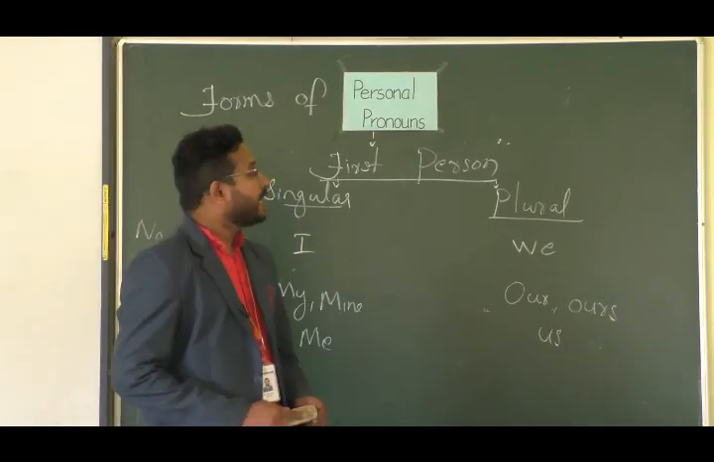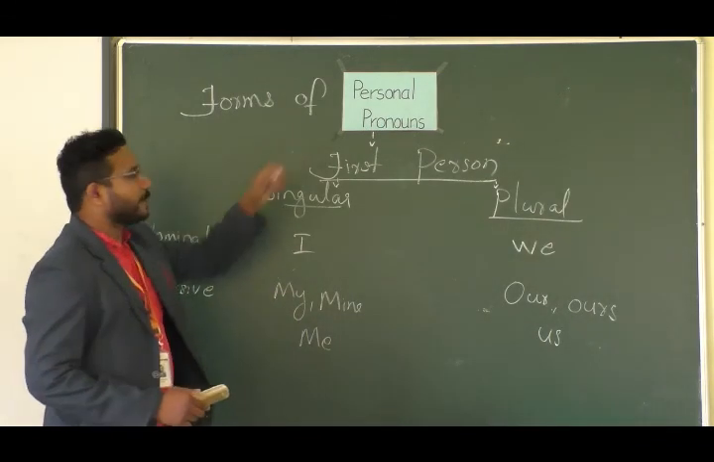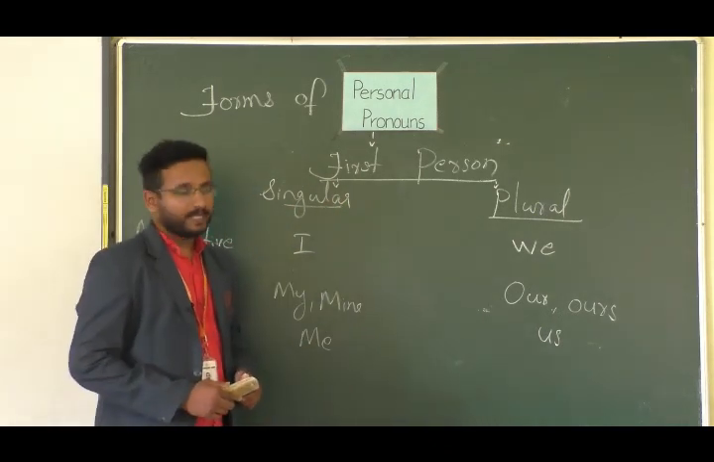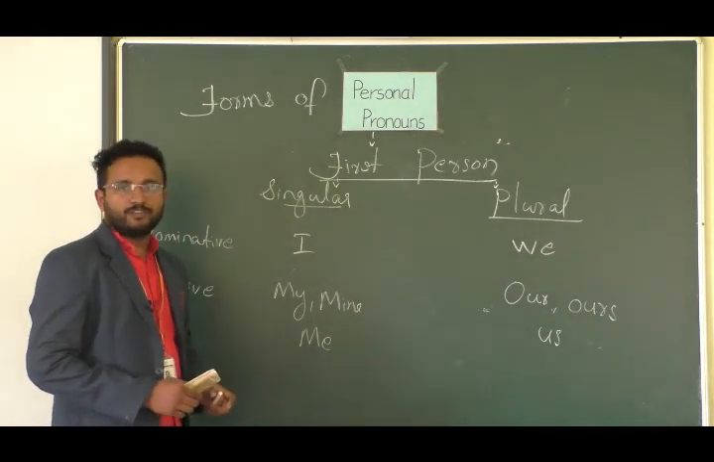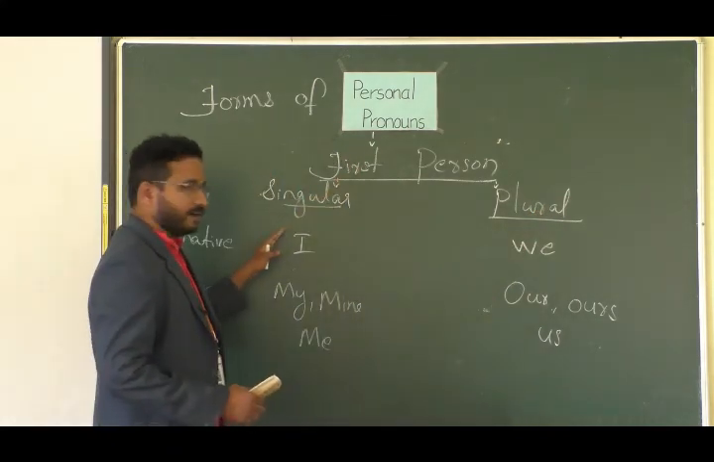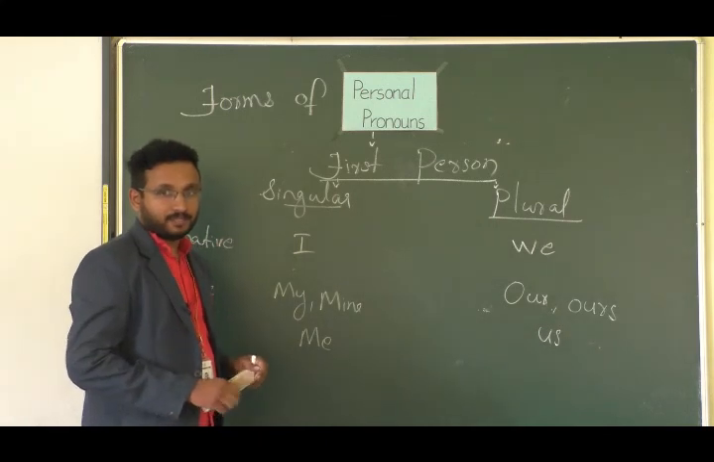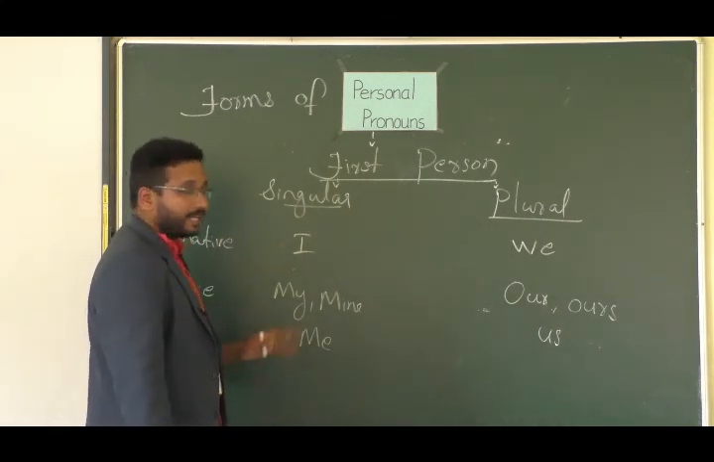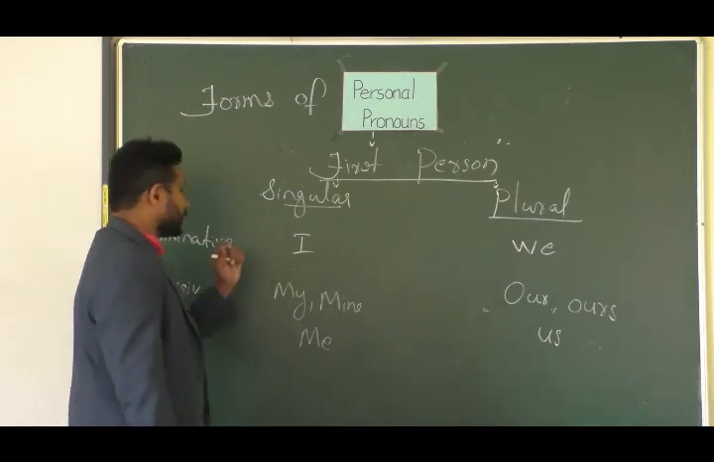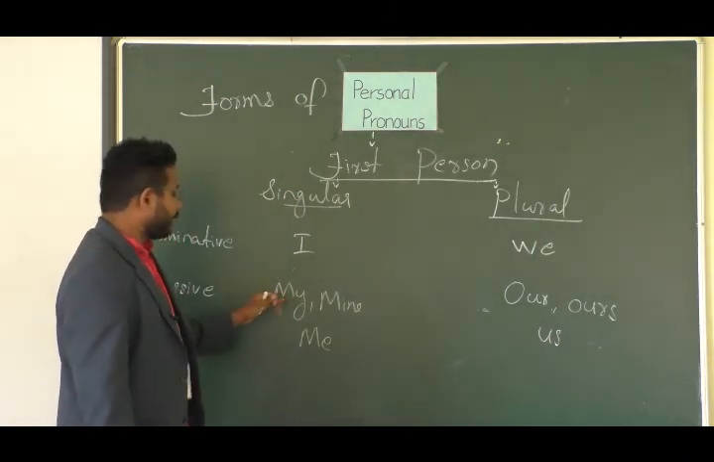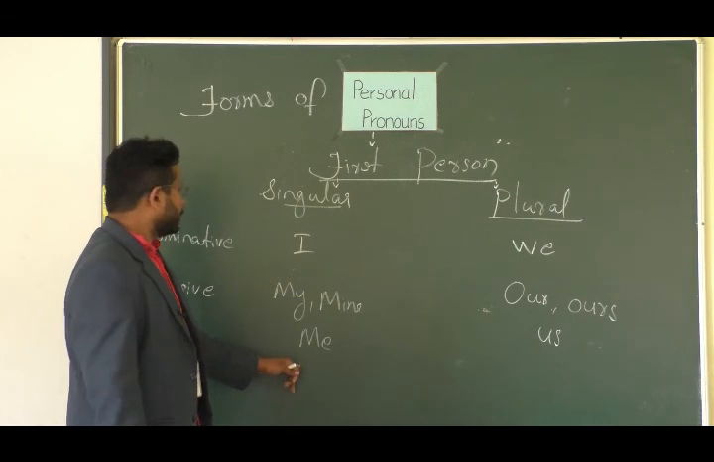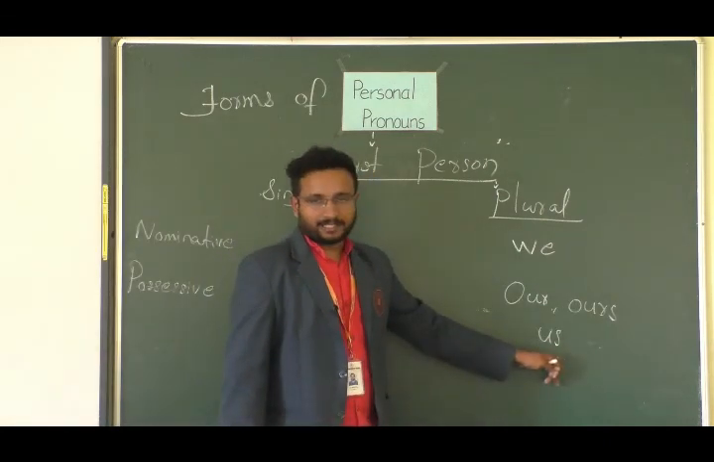Dear students, now we are going to learn forms of personal pronouns, in which the first one is first person. In first person, we have got two divisions, that is singular and plural. First person singular, nominative case, that is I, and its plural is we. Now, when it comes to possessive, it's my, mine, and me, and its plural is our, ours, and us.